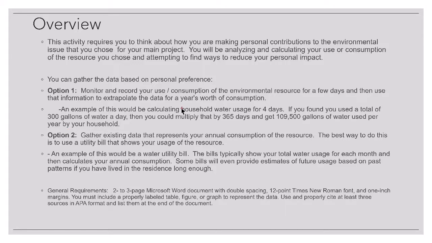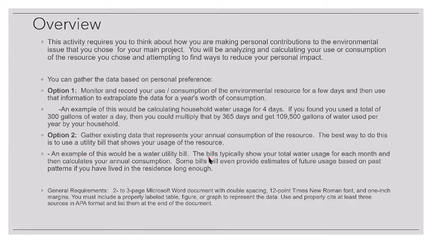how many days there are in a year and get the amount of water you use per year. You definitely need to extrapolate it out for a year, not just a week or a month, but a year. The other option is you can get existing data by looking at a utility bill, like an electric bill, a water bill, a trash bill, and that will show your usage for each month. And then you can calculate your annual consumption.